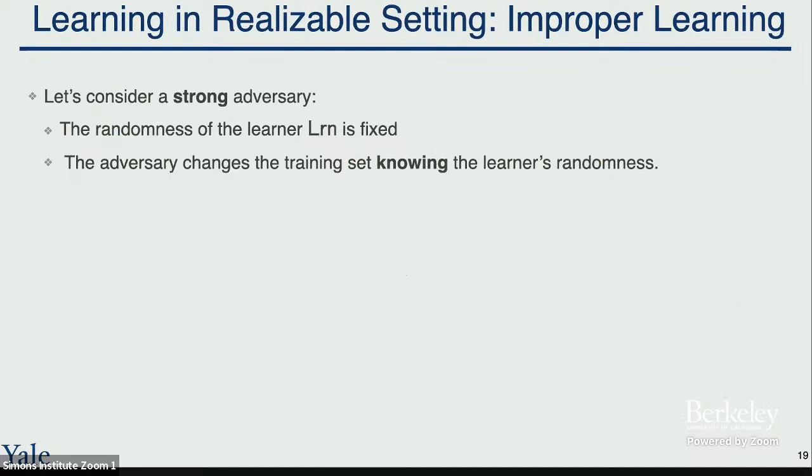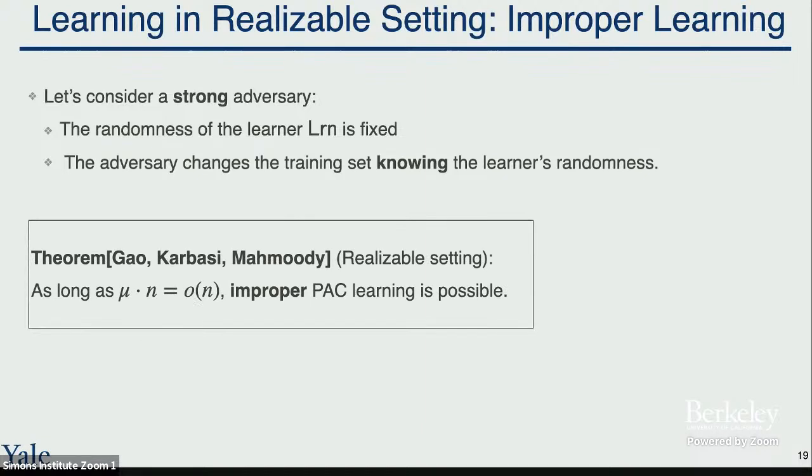But this strategy only works if the adversary doesn't know the randomness. If you have a strong adversary that knows the randomness, then we need to change the strategy. Basically, the randomness of the learner should be fixed, and the adversary now changes a training set knowing the learner's randomness.